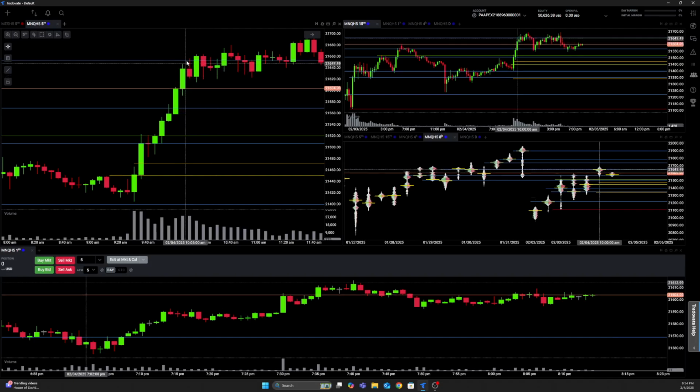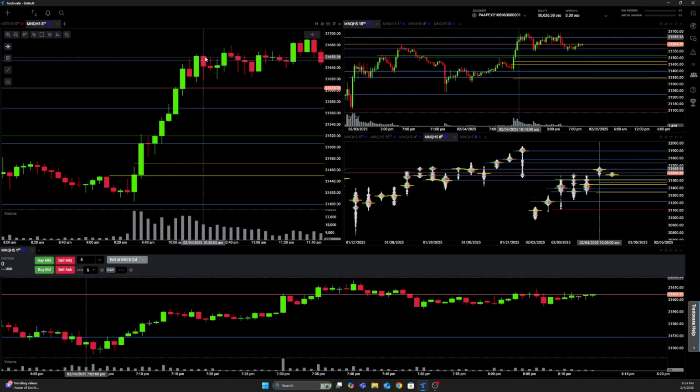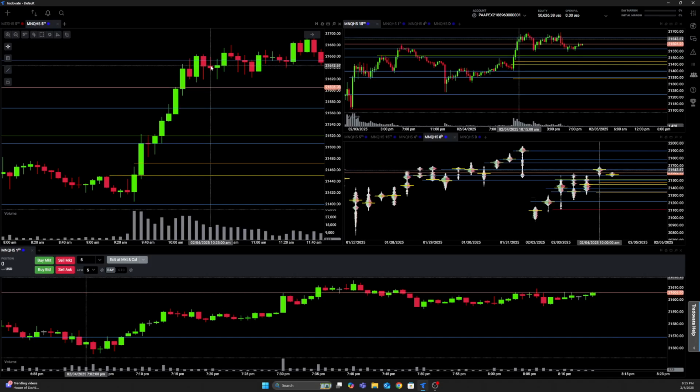So as we came up, tested, rejected, you see pretty high volume on that reject. Price breaks above it, quickly falls below it, and then tests it again and closes pretty weak. I entered a short position here.